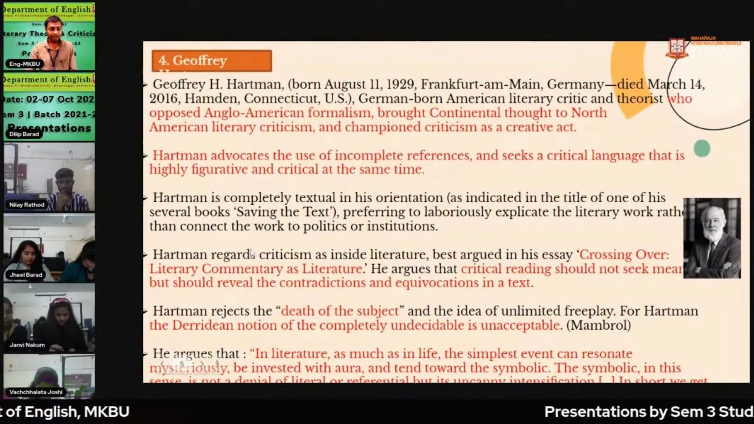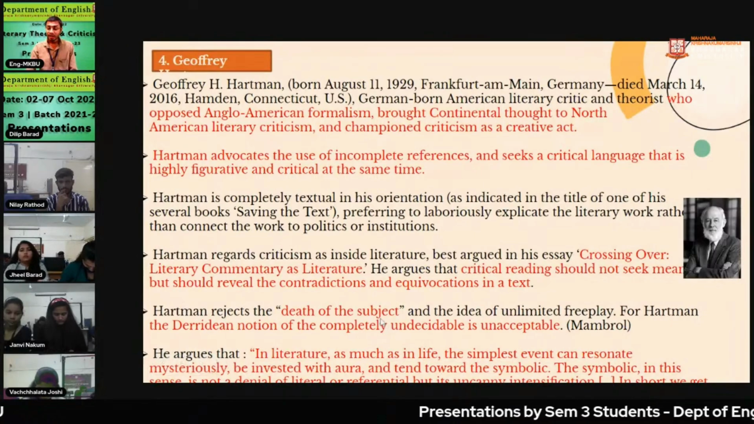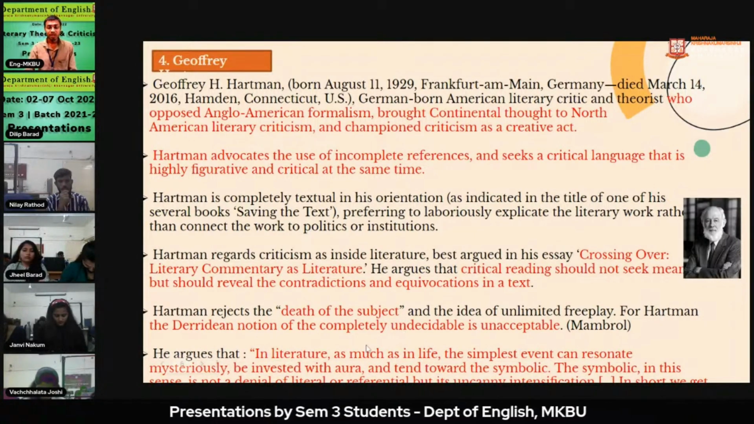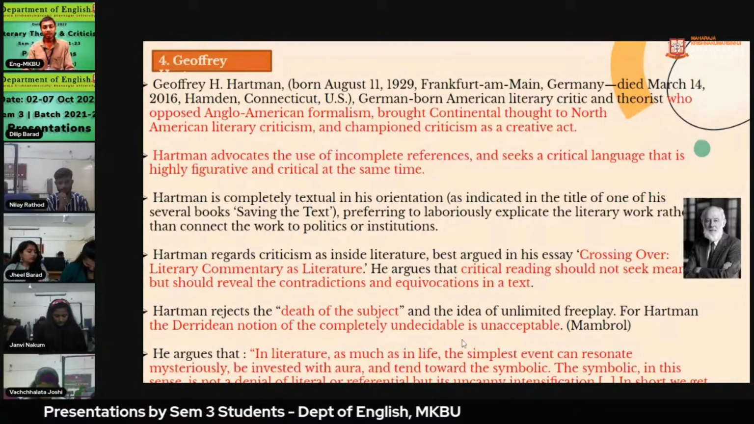So Hartman rejects the death of the subject and the idea of unlimited free play. For Hartman, the Derridean notion of the complete undecidable is unacceptable.